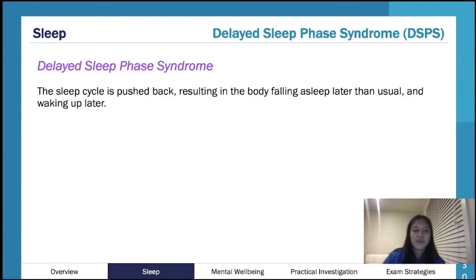Okay, so with DSPS, your delayed sleep phase syndrome, these should be quite intuitive because they're very much in the name, comparing delayed to advanced. So delayed, your sleep phase is delayed. That means that you're going to bed later. You feel tired later. You want to wake up later.